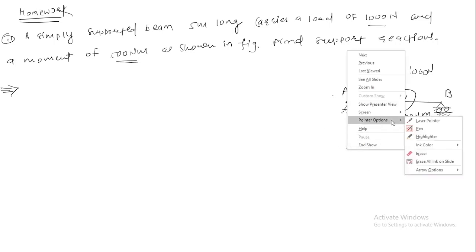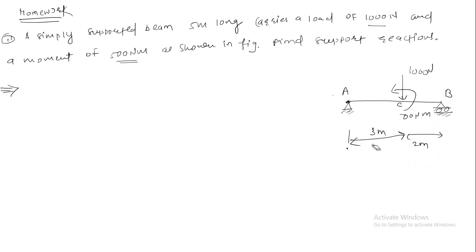So हे जे moment आहे 500 Newton meter आहे. So also calculate moment about point C. What is the summation of moment about point C? हे पण तुम्हाला कॅल्क्युलेट करायचं आहे along with the support reactions. So solve this problem as homework and send me the answers. Okay, thank you.